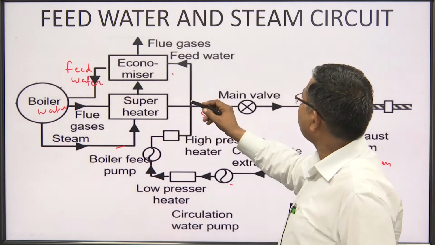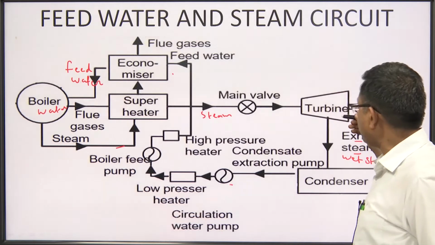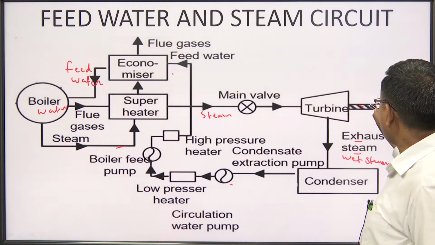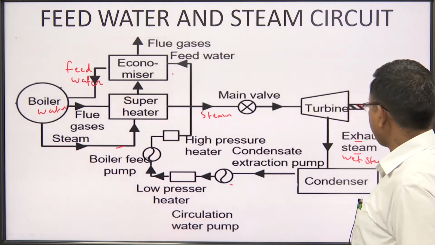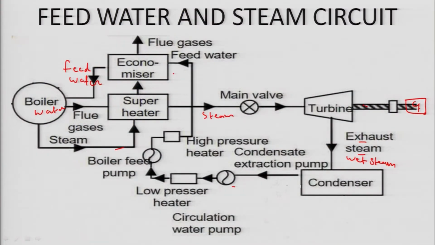So, this is the feed water and steam circuit, and the rotary motion of the shaft of the turbine is coupled with a generator, where the rotary motion is converted into electrical energy.